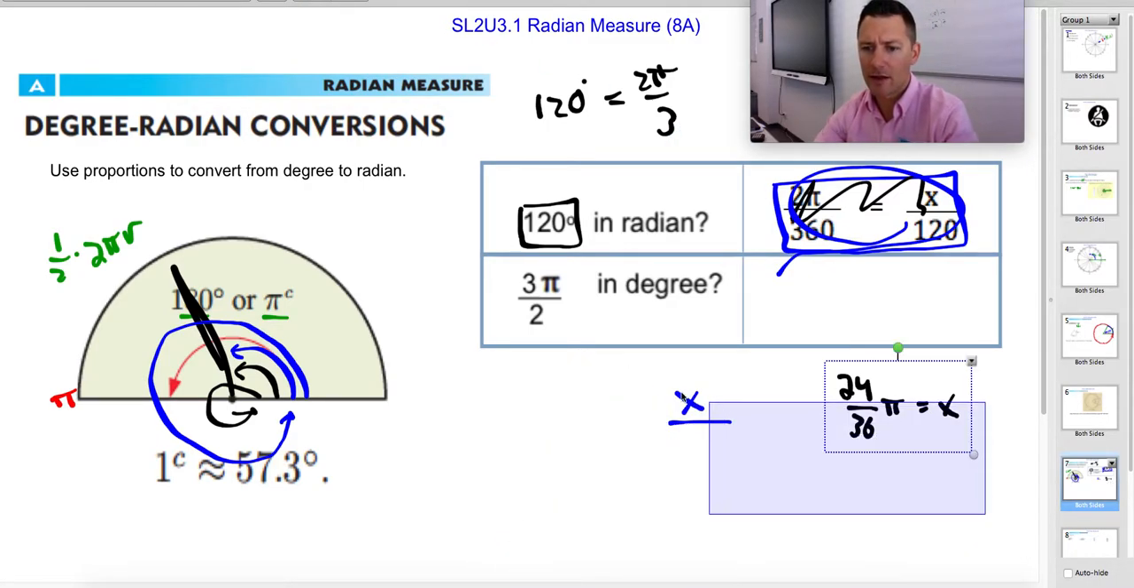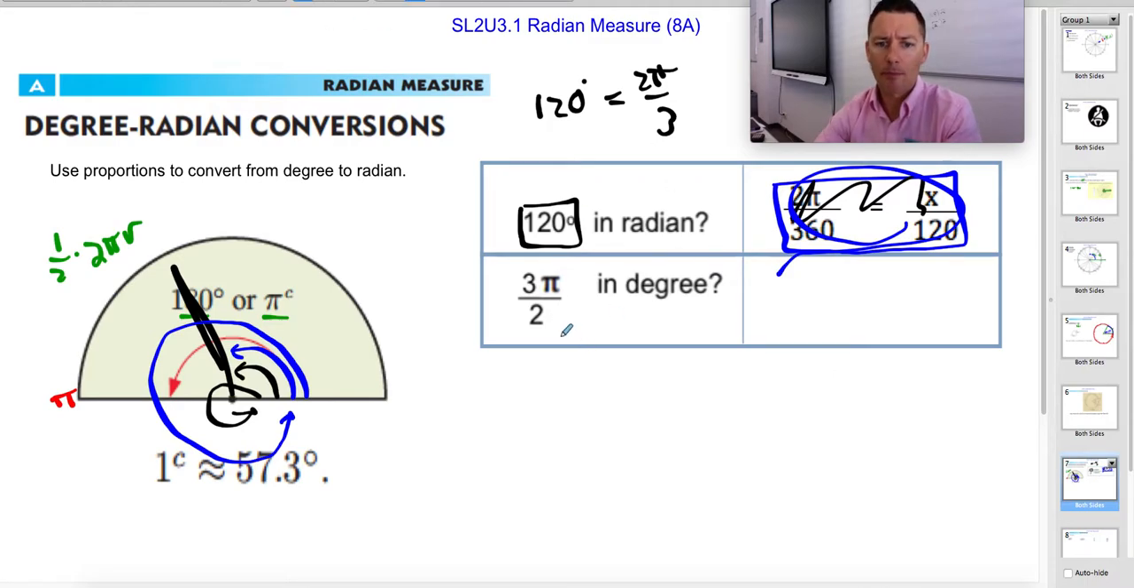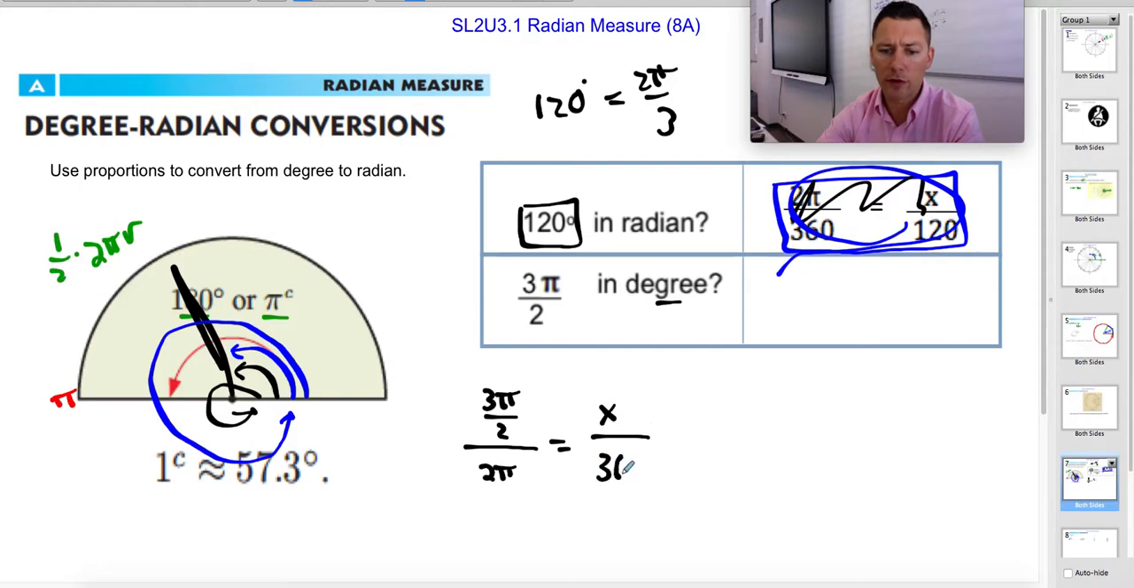So let's change this one around. 3 pi halves, let's change it to degrees. Well, 3 pi halves is a piece of the full circle, out of the full circle, which is 2 pi. And that should be the same as the degree measure over the total in degrees. And then we cross multiply. So this becomes 2 pi x, and 3 times pi times 360 over 2. There's pi's on both sides. They cancel out.